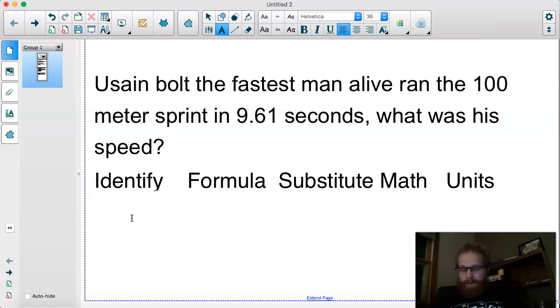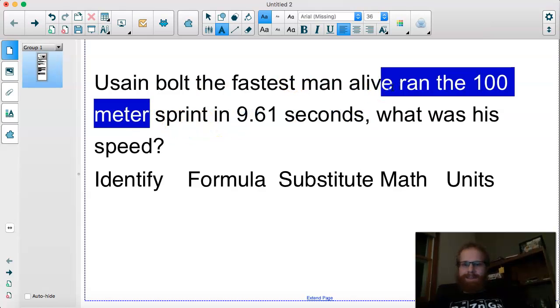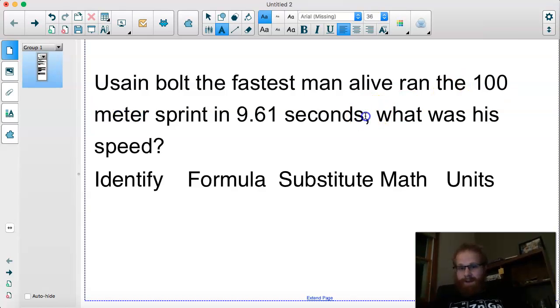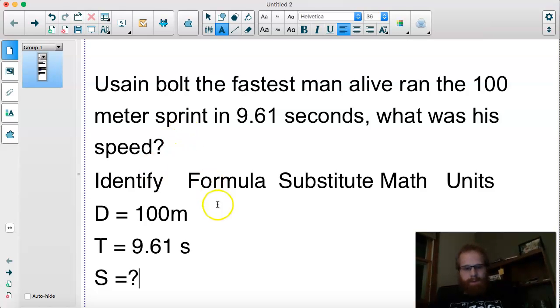Okay, let's see if you're right, and let's see if you made any mistakes, where you made them. We know our time is 9.61 seconds, and we know our distance is 100 meters. And we know that because seconds, that's a unit of time, and meters, that's a unit of distance. Okay, so here we go. Distance equals 100 meters. Time equals 9.61 seconds. Great. And we don't know our speed, just like in the previous problem.